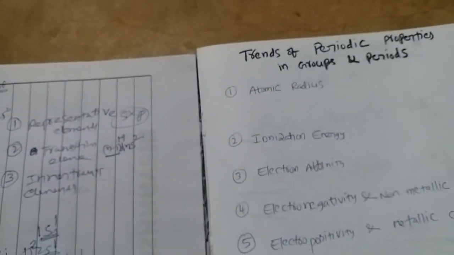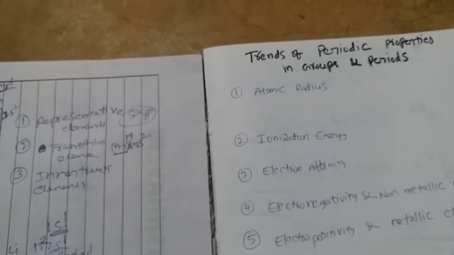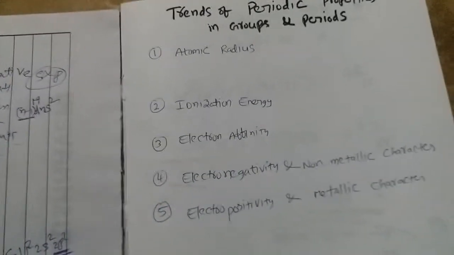Okay. After completing the discussion of predicting the group number and period number of S, P, D and F block elements, now we should discuss the trends of periodic properties in groups and periods.